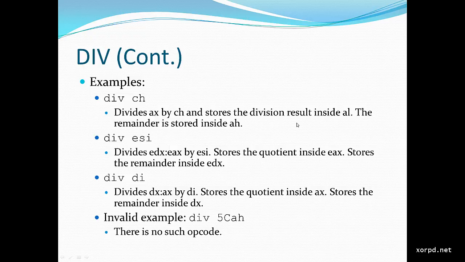32 bits. So this instruction divides edx, eax by esi. It stores the quotient inside eax. It also stores the remainder inside edx. Next example, div di.